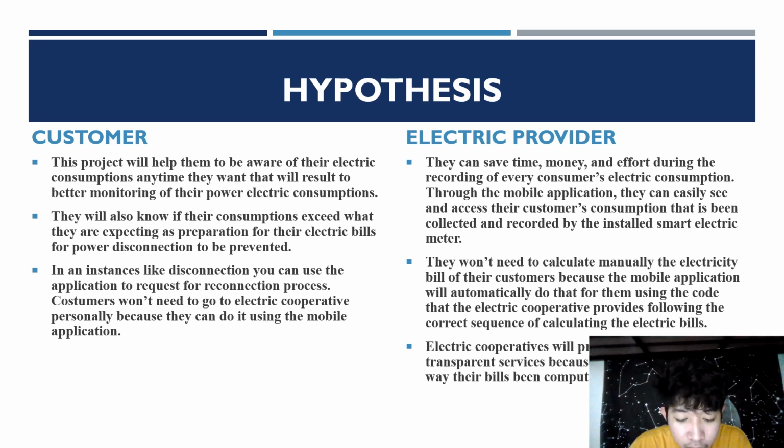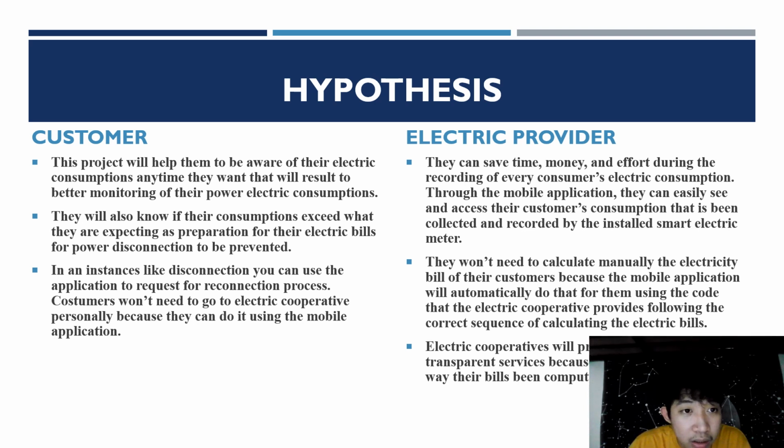For the electric consumers or the customer, this project will help them to be aware of their electric consumption. They will also know if their consumption exceeds what they are expecting as preparation for their electric bills for power disconnection to be prevented. In instances like disconnection, you can use the application to request for the reconnection process. Customers won't need to go to the electric cooperative personally because they can do it using the mobile application.